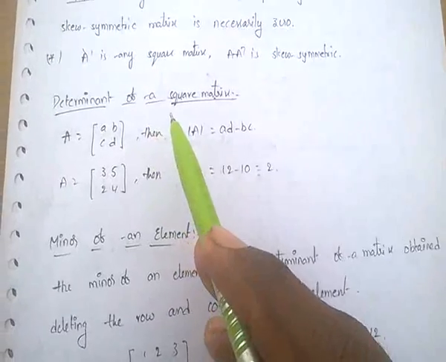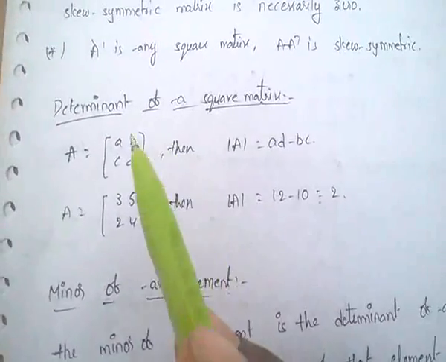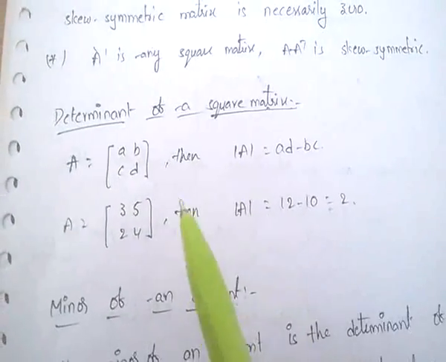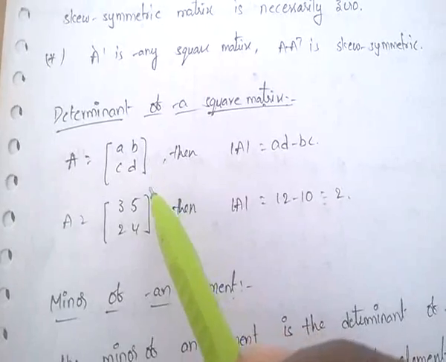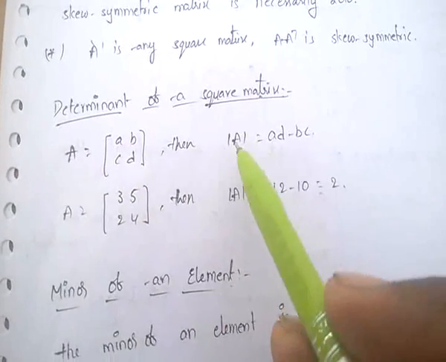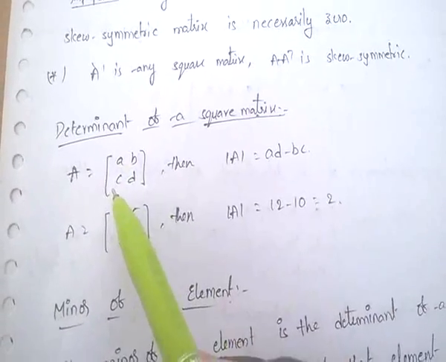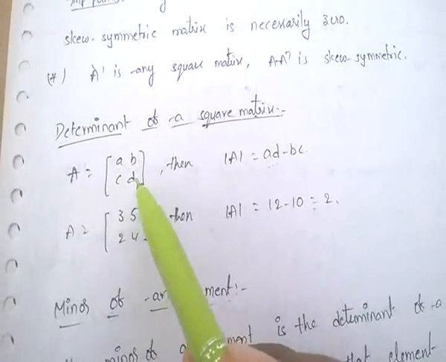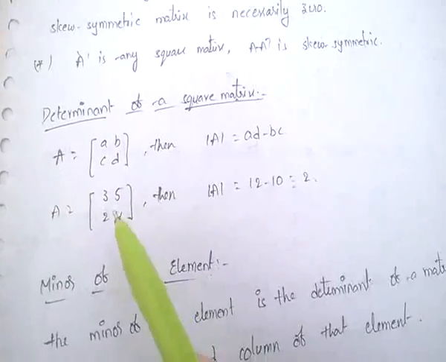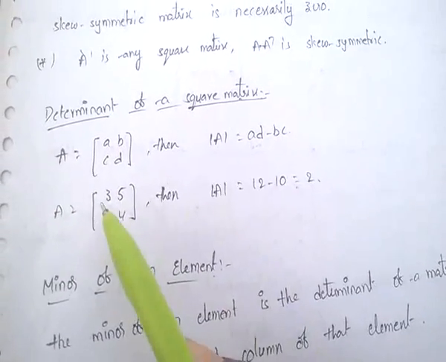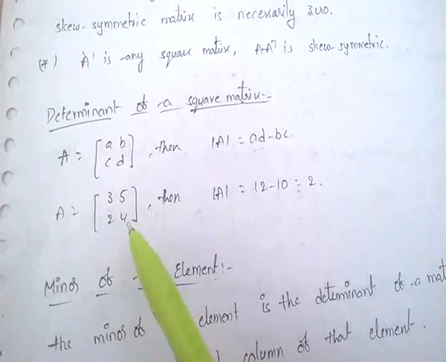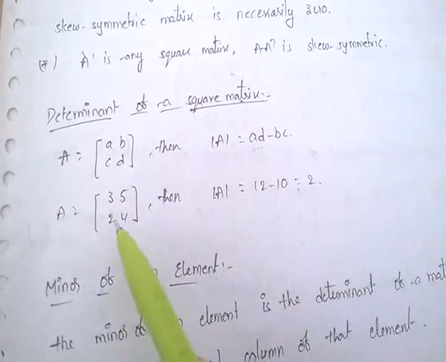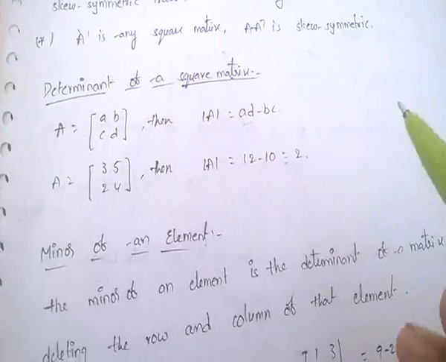Next, determinant of a square matrix. Very important. Determinant of a square matrix. For example, for a 2 by 2 matrix, the determinant of A equal to AD minus BC. AD minus BC. For example, 3 5 2 4: AD is 3 into 4 is 12, minus 5 into 2 is 10, that equals 2, the answer.